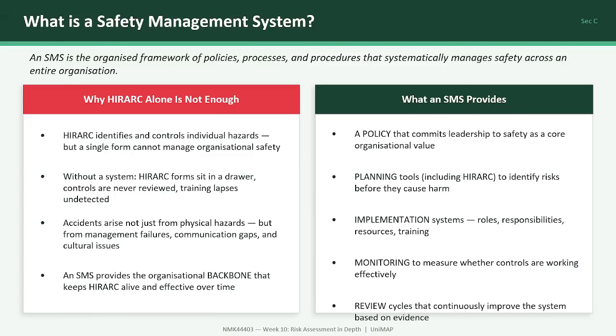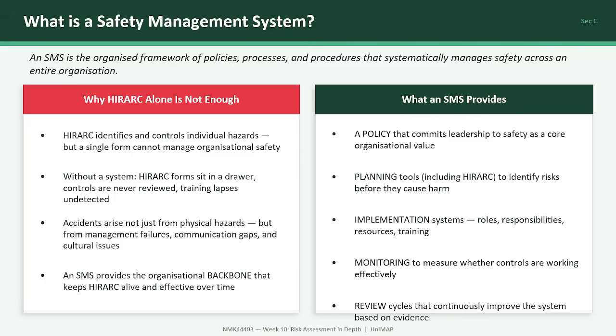A safety management system is the organized framework of policies, processes, and procedures that systematically manages safety across an entire organization, not just at the level of individual tasks or workstations. Let me be direct about why hierarchy alone is not sufficient. Imagine an organization that completes a hierarchy for every operation. Forms are signed, filed, and stored.